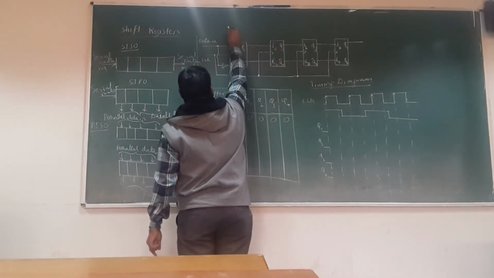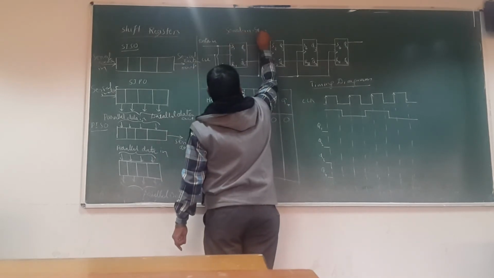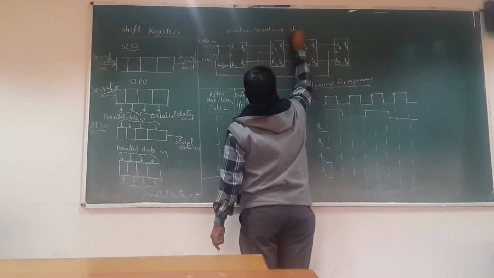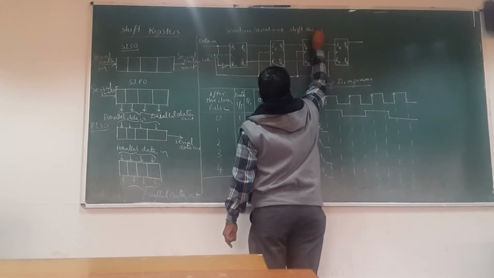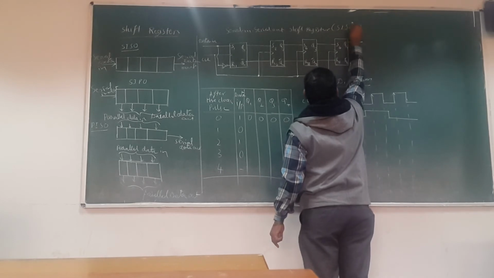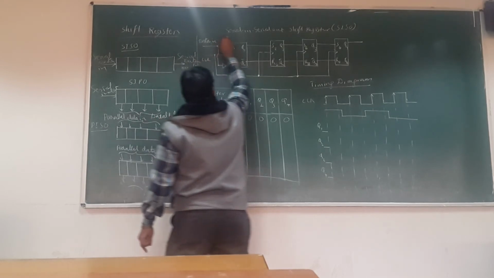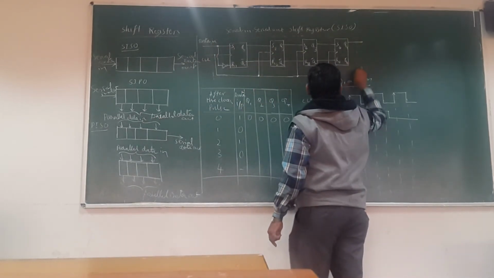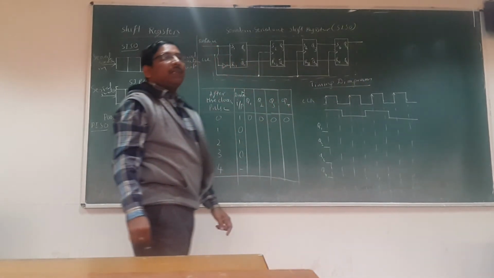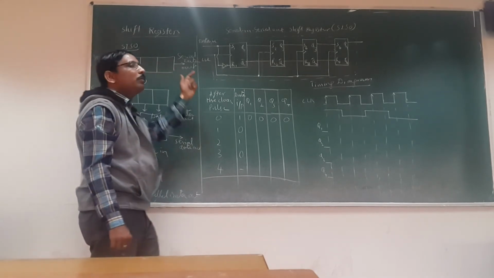So the title for this is what? Serial in, serial out shift register. Serial in, serial out. SISO register. So this entire thing will be inside the register. As I said, for a serial in, serial out shift register, only one input will be there and only one output will be there.